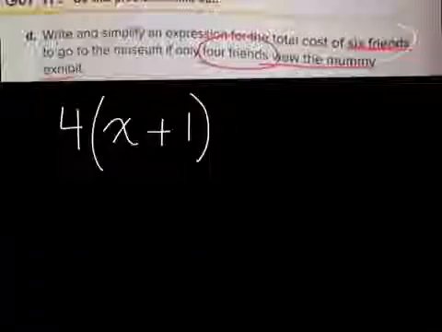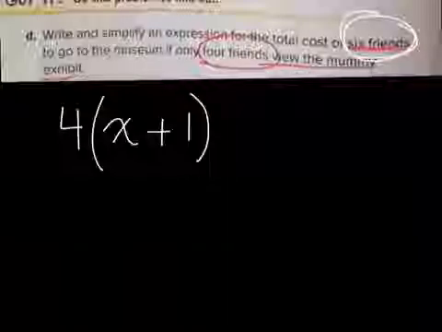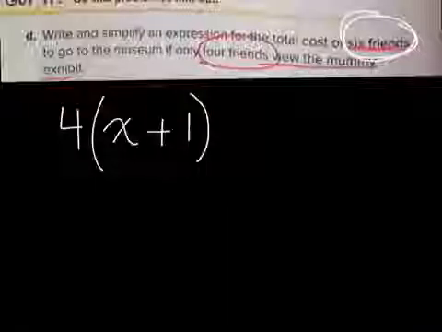Okay, let's try this one together. Write and simplify an expression for the total cost of 6 friends to go to the museum if only 4 friends view the mummy exhibit. So 4 friends are doing both of them. I mean there's 6 friends going, right? But 4 friends are going to view the exhibit and pay for the admission. So I know that I have 4 friends. Let me do that in white, sorry. I have 4 friends that will pay the admission and the mummy exhibit. Am I right? And then there's 2 friends left over because 6 friends are going in total, and there's 2 friends that will only pay the admission because 2 friends will not go see the exhibit.